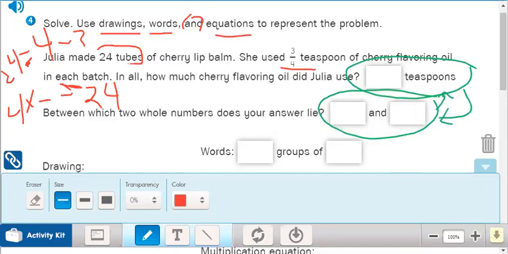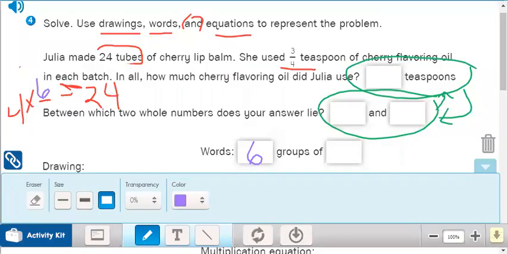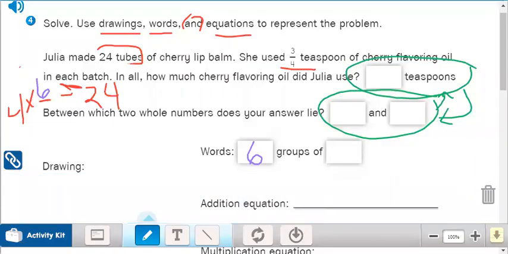Well, if we think to our multiplication facts, I want you to pause this while you try to figure out what times 4 is 24. If you need to draw a picture on the side. Okay, now you unpaused it here. 4 times 6 equals 24. So that's how many groups we are going to use. I'm going to erase my side here because it's kind of messy for you. Okay, so we have 6 groups now. That's what we just figured out, 6 groups.